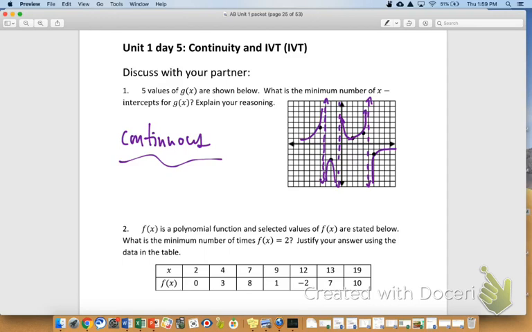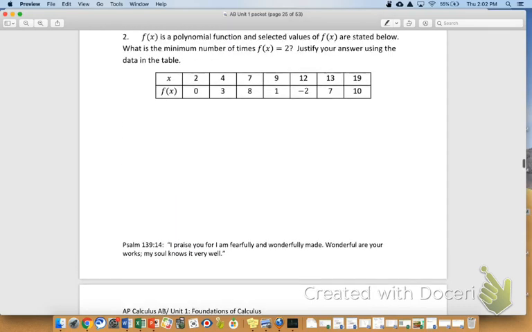So, piggybacking off that, I want you guys to think about number 2. Number 2 says f of x is a polynomial function, and then the table gives some values of f of x there. What is the minimum number of times that f of x equals 2? So again, I want you to do some reasoning here. This is a little bit awkward, right? Because I'm not saying solve this equation, find theta, right? None of that stuff. I want you to do some thinking. So process, consider, see how you would justify your answer. And I'm curious to see what you have to say.